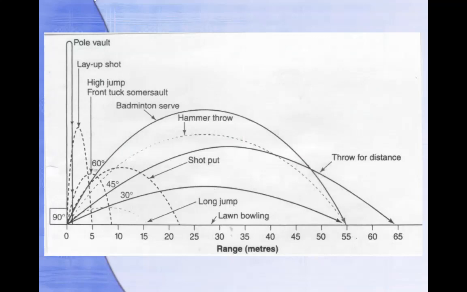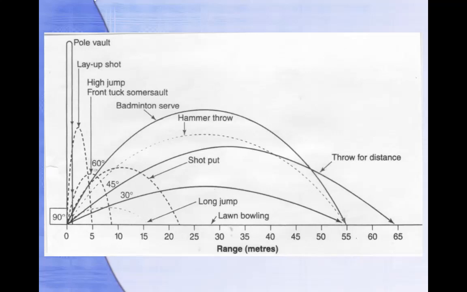Notice the first one we see there is the pole vault. The whole goal of the pole vault is not to go forward very much, just forward enough to get over the pole. And so our optimal goal is to go up. And so you can see we have a much higher vertical component than horizontal. As you start looking at different events that try to get distance, you see a lowering of that angle down to somewhere around 45 degrees.